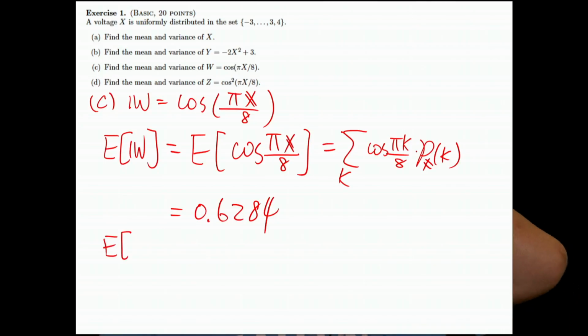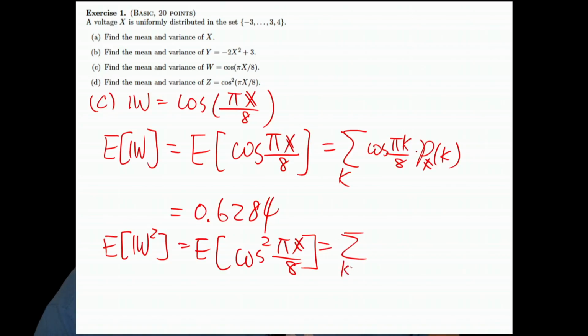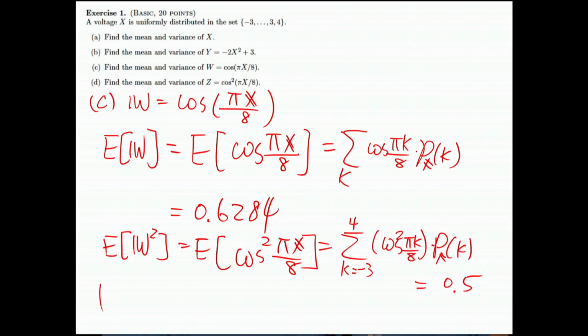And to find the variance of w, we need to find the expectation of w squared first, which is cosine squared pi x divided by 8. Now we know k is from -3 to 4, and we just copy this times the weighting, which is 0.5. So the variance of w is 0.1051.